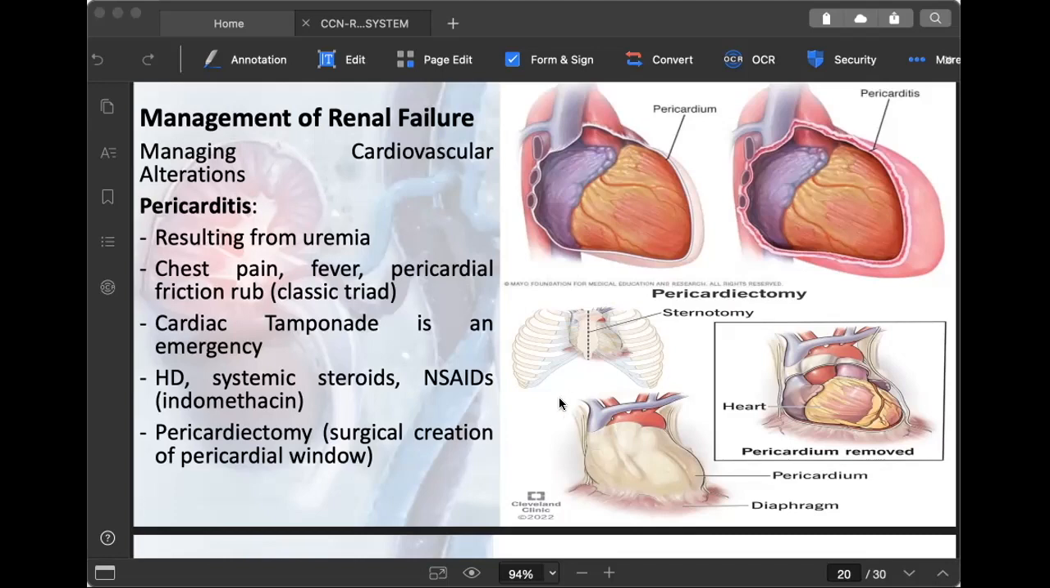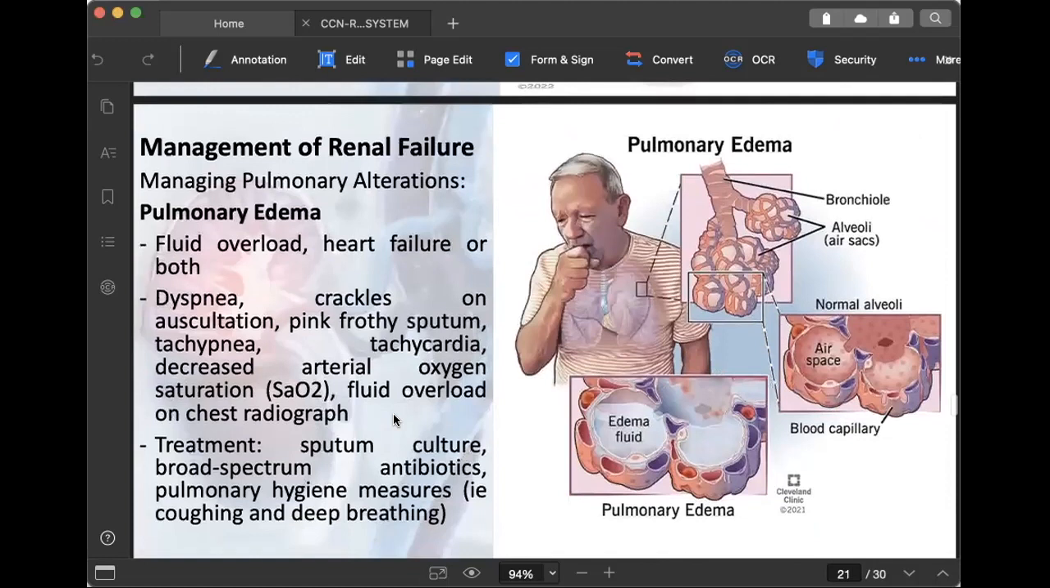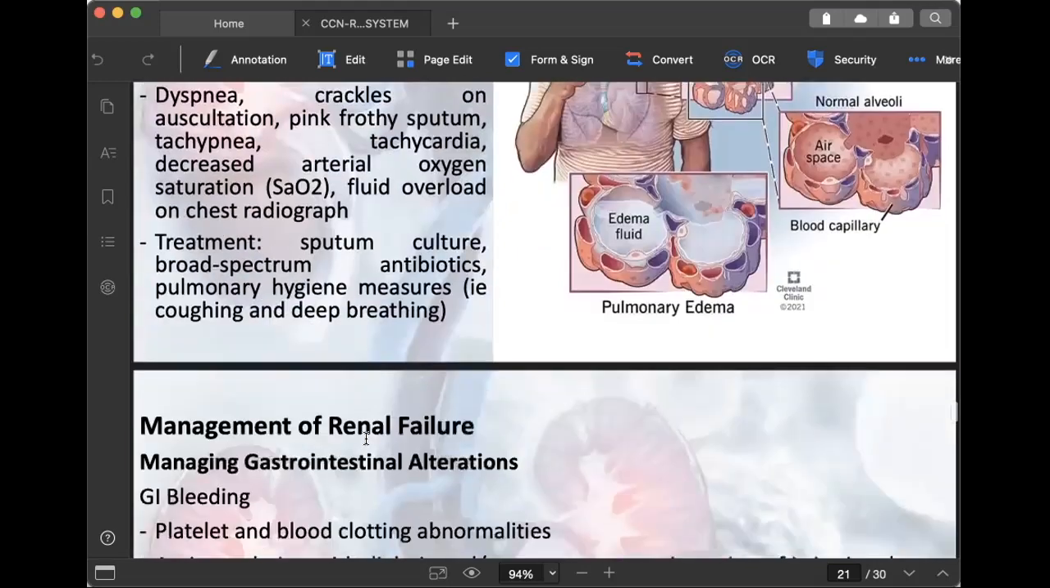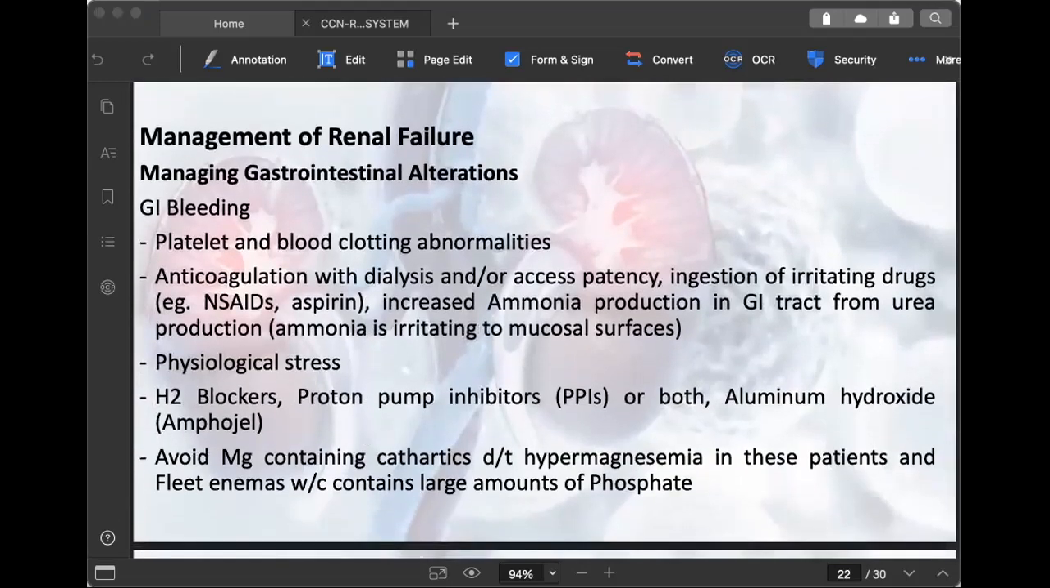Okay, now let's move on to the next one. Your pulmonary edema, we also discussed this already in your respiratory disease. So just go back to that topic and revisit what we have discussed about this one. And here, how about bleeding? Mostly it's because patients who are undergoing dialysis are having problems with GI bleed that is brought about by the kidney as well. So just read this part here.